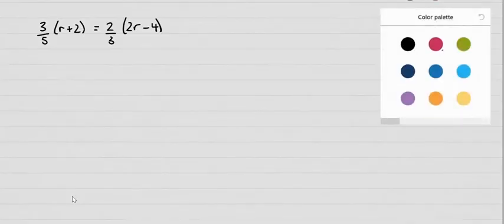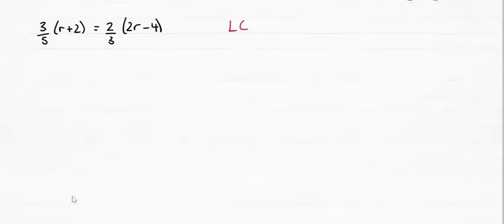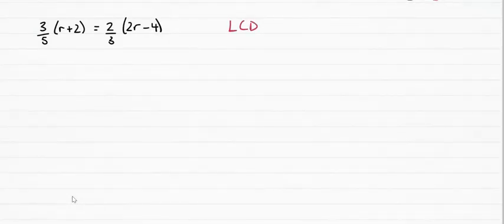So the lowest common denominator is the lowest common multiple of any of the denominators that show up in the equation. In this particular equation, we have denominators of 5 and 3. To find the lowest common multiple between 5 and 3, you can list out the multiples of both of those numbers, and you're looking for the lowest number that is in common between both lists.